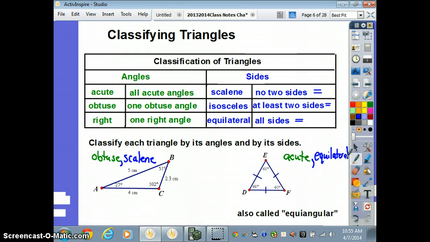So a triangle has two names, one by its angles, another by its sides. Okay? I wrote this down. This triangle is very special. All sides equal, all angles equal. It's also called equiangular. We know they're all 60, 60, 60 because 60 times 3 gives me 180, and that makes it a special triangle.